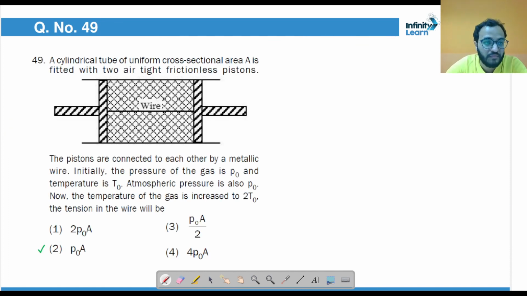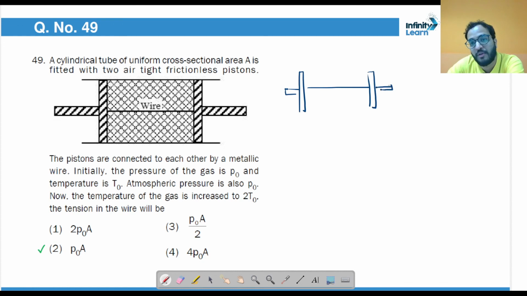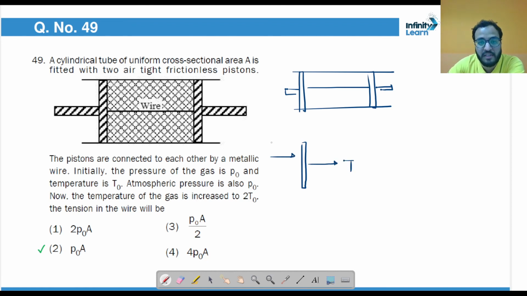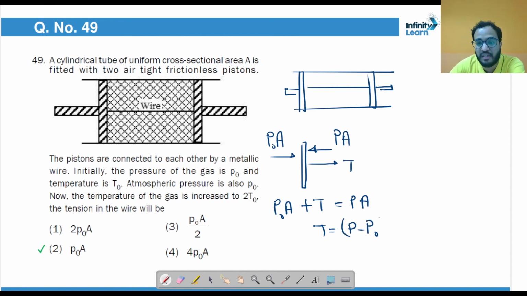Clear? Now what they are saying is a cylindrical tube of uniform cross section is fitted with two airtight frictionless pistons. See, let's talk about the equilibrium position of any one of the pistons. This is tension T. This is the external pressure P naught A. This is the internal pressure PA. So P naught A plus T is equal to PA. So T is equal to P minus P naught into A.